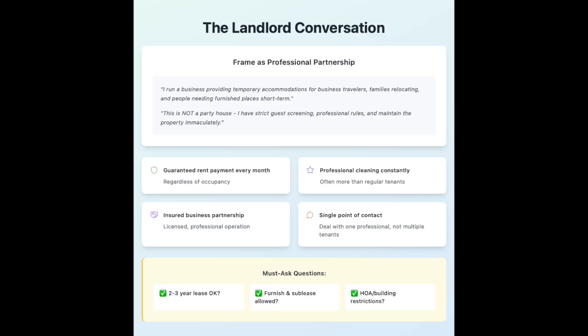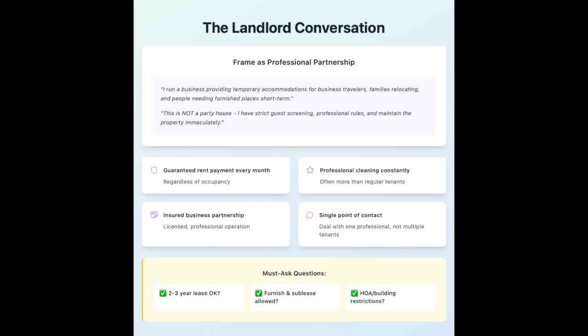What are the main selling points the script suggests to overcome objections? Okay, several key ones. Guaranteed rent payment, no matter if you have guests or not. That's huge for landlords. Less wear and tear, arguably, because it's professionally cleaned constantly, maybe more often than a long-term tenant would clean. You're an insured, possibly licensed business, which adds a layer of security for them. They only deal with one point of contact, you, the professional, instead of maybe chasing down individual tenants. And maybe you even offer small upgrades like smart locks or better lighting that benefit the owner long-term. So you're basically pitching yourself as a super tenant who improves the property and guarantees income.